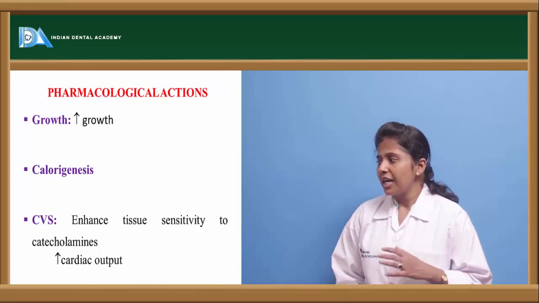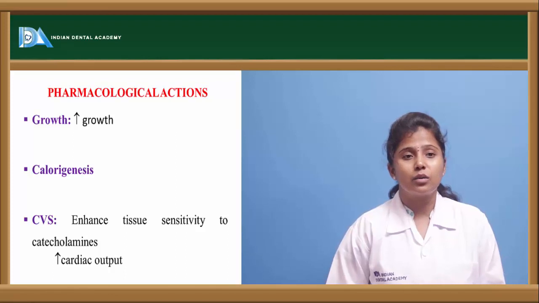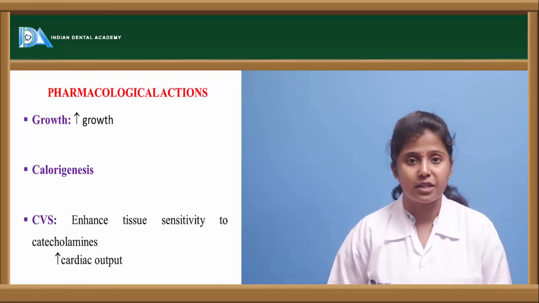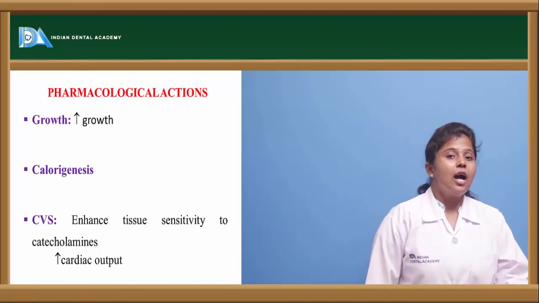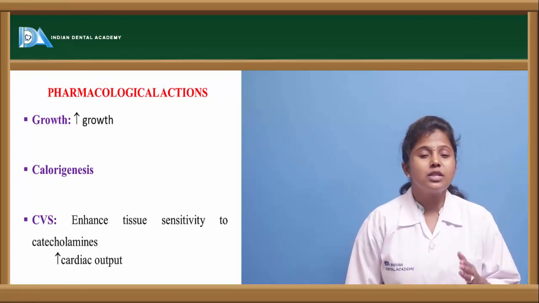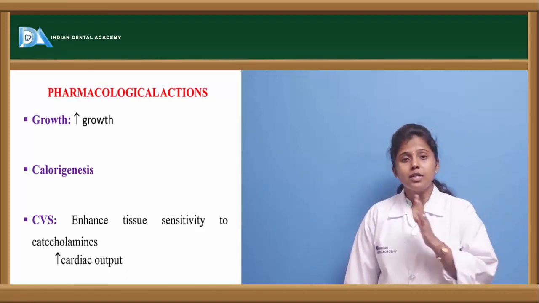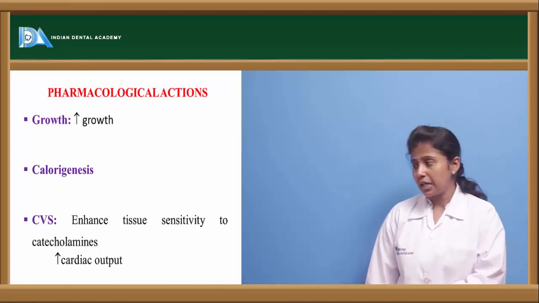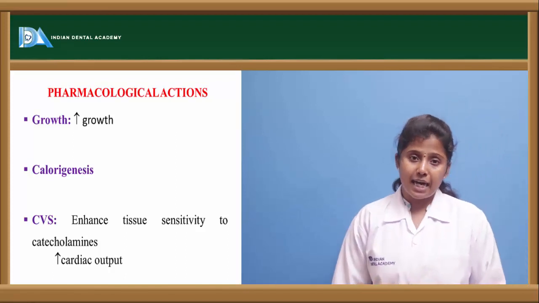And on the CVS, it increases the sensitivity of the tissues to the neurotransmitters. Once the tissues are sensitized to the neurotransmitters, they get more affinity towards the neurotransmitter, and thereby it shows better action. There are various neurotransmitters in the body, and the sensitization of the receptors towards all these neurotransmitters is increased by these thyroid hormones. Thereby it causes increased heart rate and increased cardiac output.